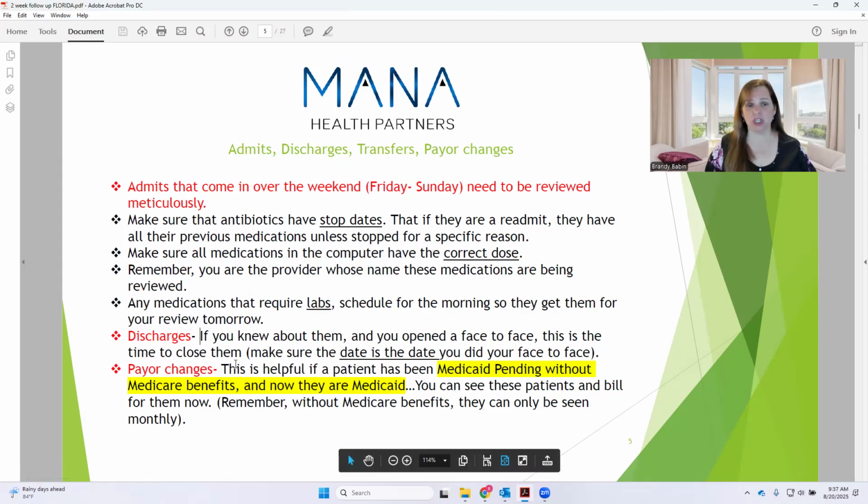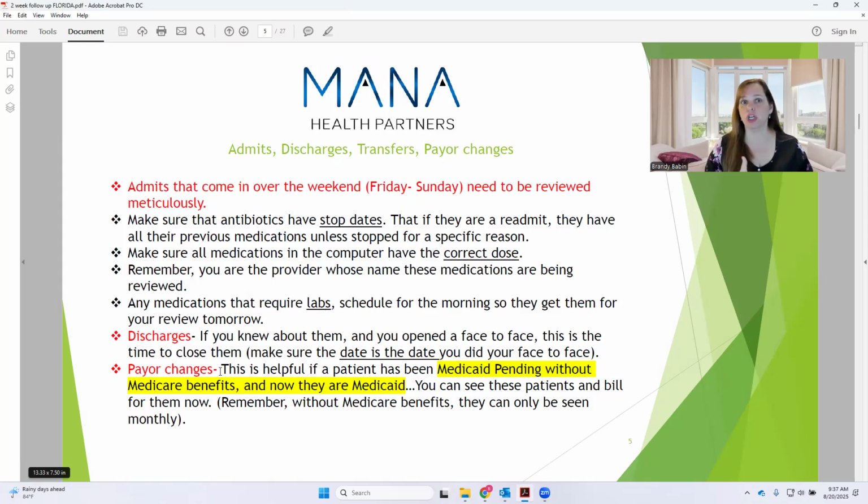And then payer changes. You'd think, why do I need to know about a payer change? Well, if the patient was Medicaid pending and you haven't been able to see them, they had no Medicare, they were just Medicaid pending, but now their Medicaid has gone through, you can see that patient and you can put them on an every month schedule to see that patient. So very important for the patient to be seen if that happens.